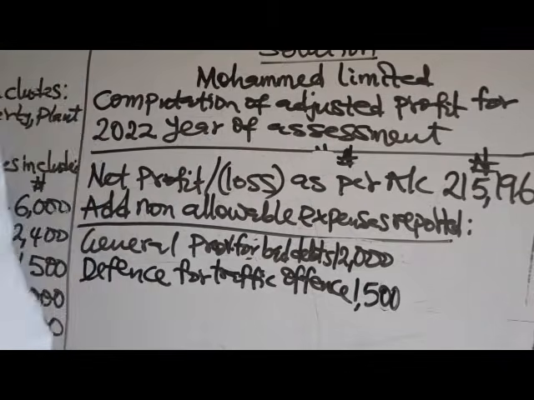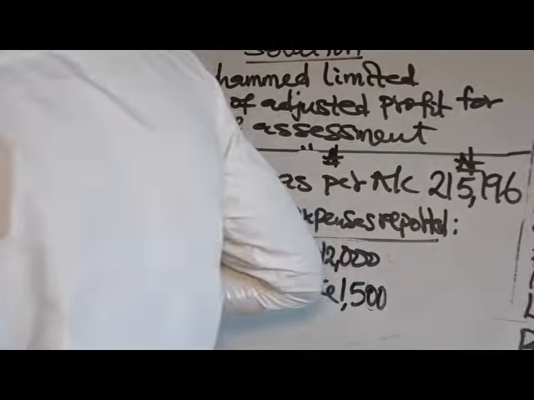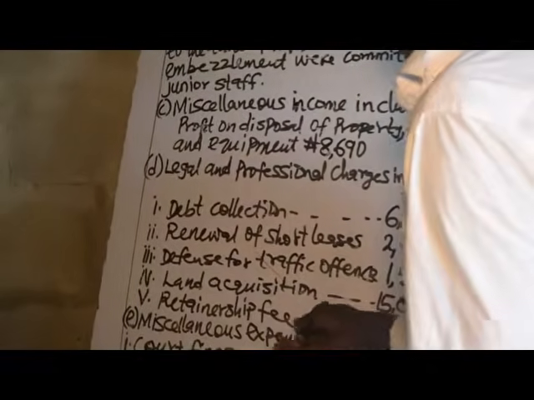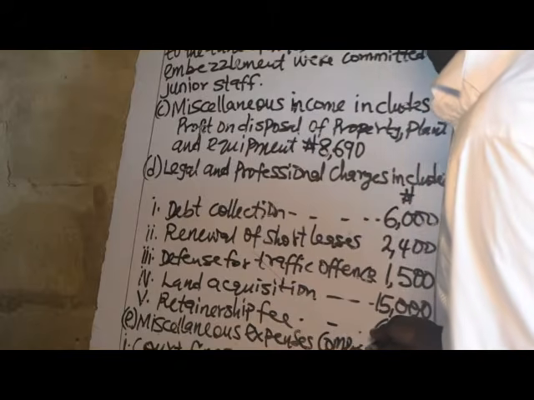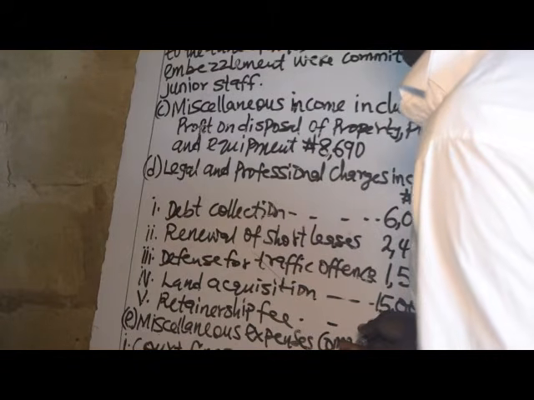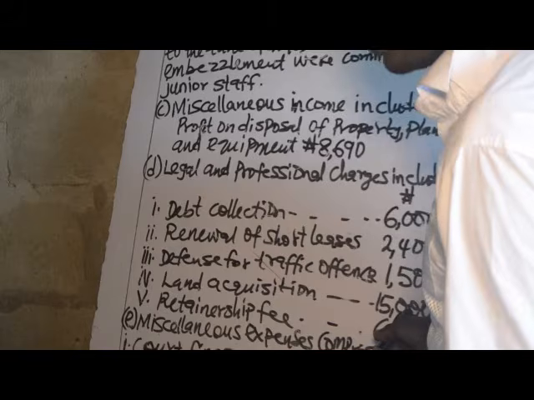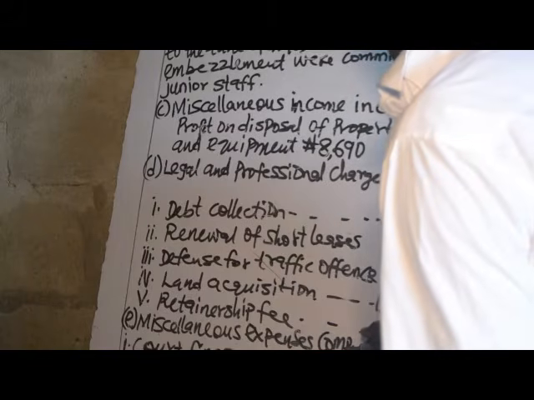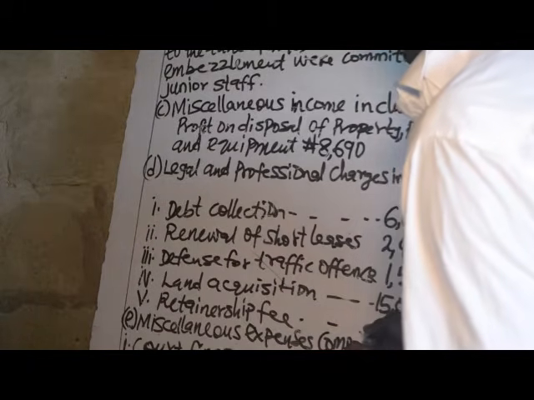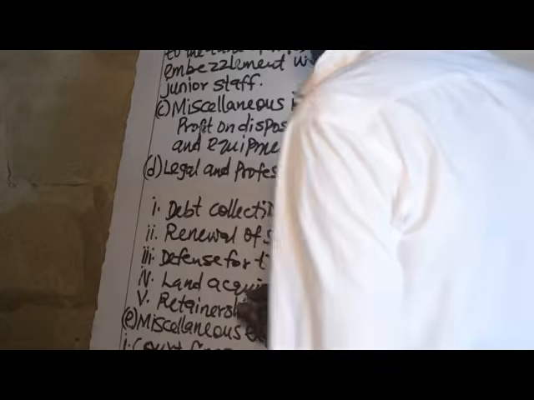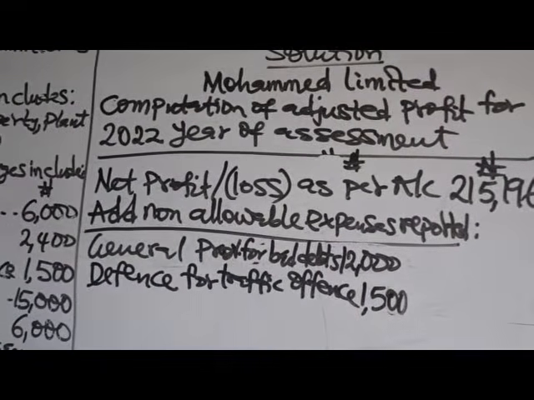1,500. We also have land acquisition, which amounted to 15,000. The amount spent on land acquisition is a capital expenditure. And I've told you that all capital expenditures are not allowable. So we are going to add that. This is not allowable expenses reported in the account.